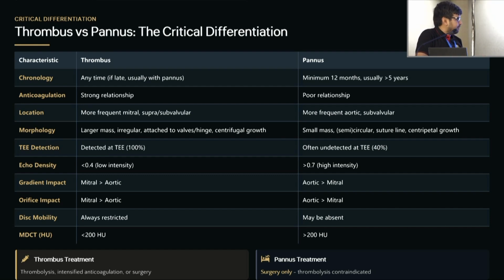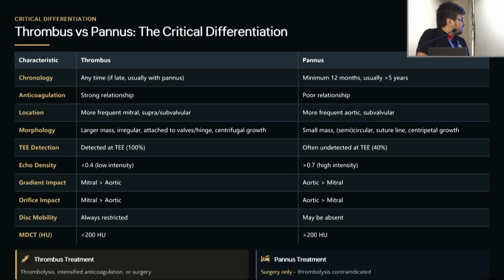and goes to the center. Transesophageal echo detection is 100% for a thrombus, but pannus is often undetected. For pannus, we have to do an MDCT to find it. And the echo density is less than 0.4 for a thrombus and more than 0.7 for a pannus.